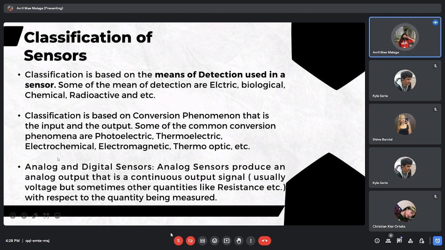And the fourth classification is analog and digital sensors. Analog sensors produce an analog output, that is a continuous output signal, usually voltage but sometimes other quantities like resistance, with respect to the quantity being measured.